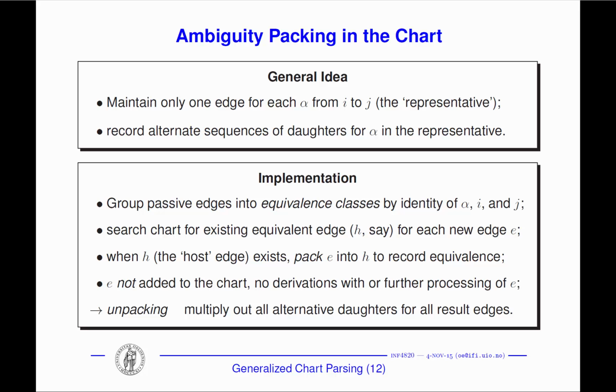You said I should not answer my own questions. So under which circumstances, but I can help you answer my questions. Under which circumstances will it be the case that for a substring i to j, we have just computed or derived a new edge of category alpha, and the chart already contains, for the same substring, an edge of that category? We even have a name for that situation.